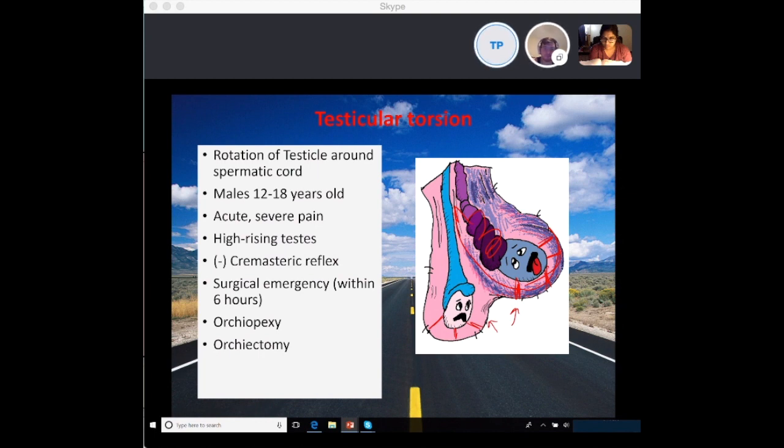So the orchiopexy procedure is tacking it down, versus orchiectomy is just cutting it out. Orchiectomy is when your testicle is dead. We cannot save it. Okay.